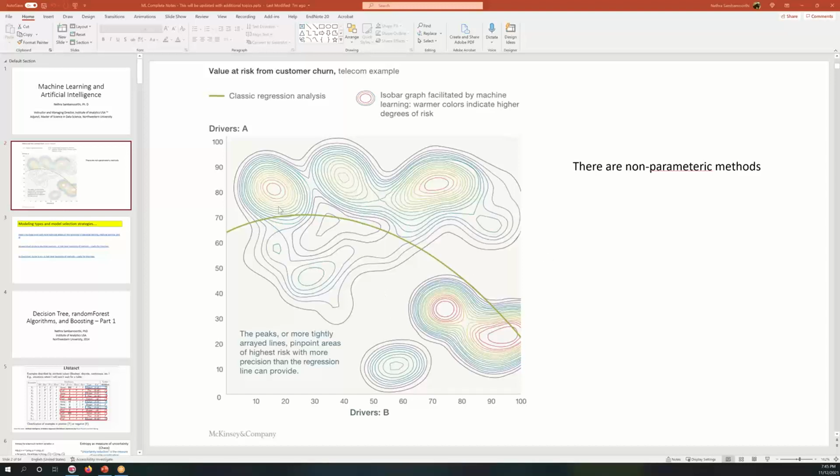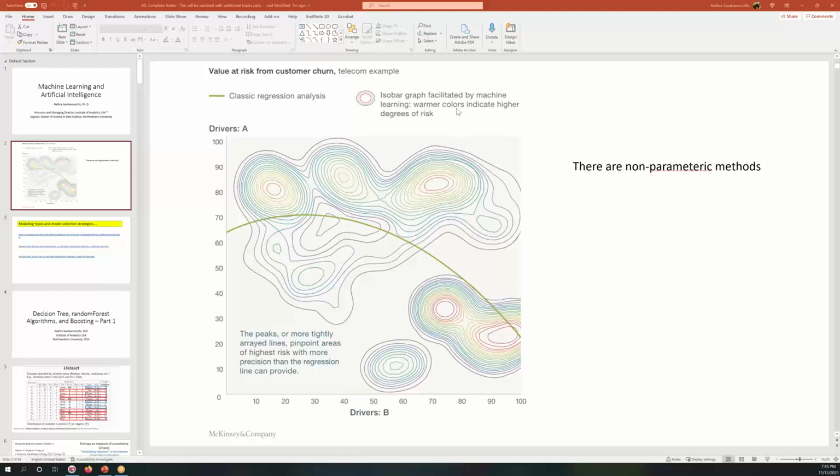So, let's say this is a low value. Red means low value, this means high value. When the surface is at this level, it means normal value. Are you with me? Okay. And this is driver A and this is driver B.